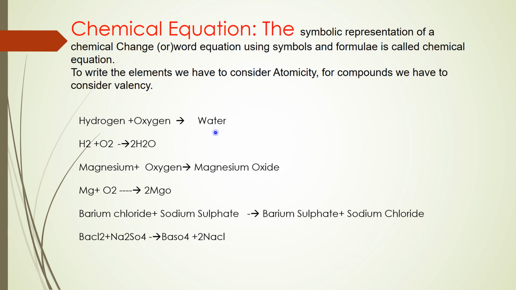and a new substance, that is a product, is formed, known as water. So what is the symbol of the element hydrogen? H. The symbol of oxygen is O, but the atomicity of hydrogen is 2. So I have written H2. One molecule of hydrogen consists of 2 atoms, and one molecule of oxygen consists of 2 oxygen atoms. So H2 plus O2 gives rise to H2O.